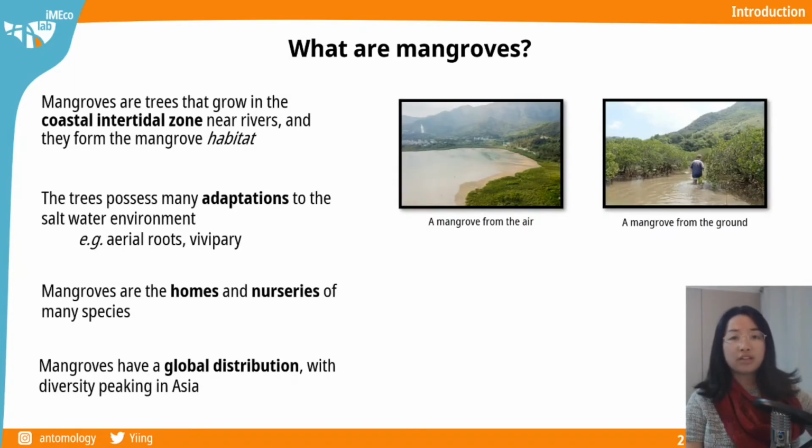So what are mangroves? Well, mangroves are trees that grow in the coastal intertidal zone near rivers, and they also form the mangrove habitat. So the term mangrove can refer to both the tree and the habitat.